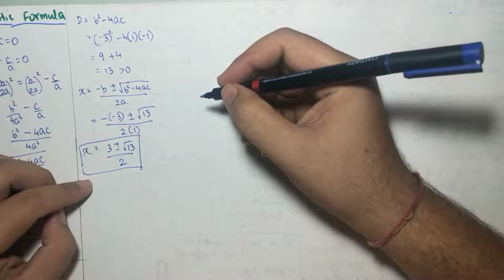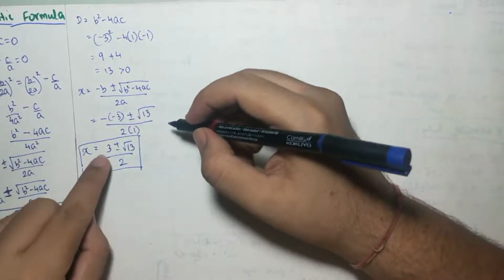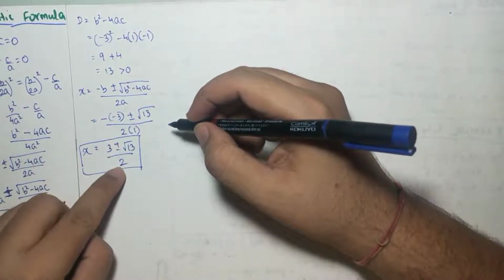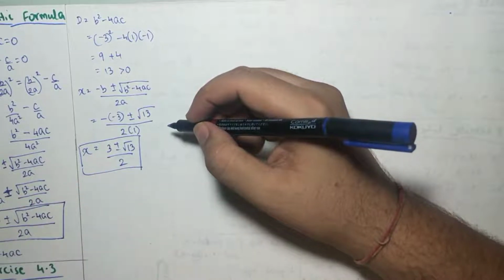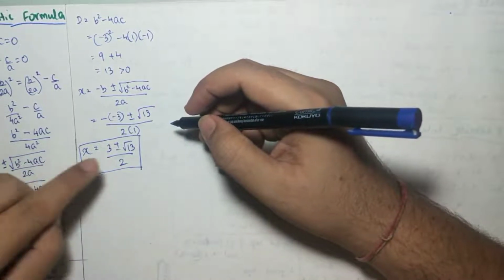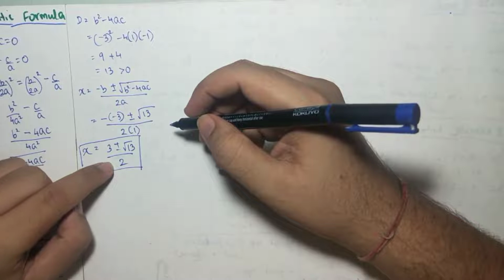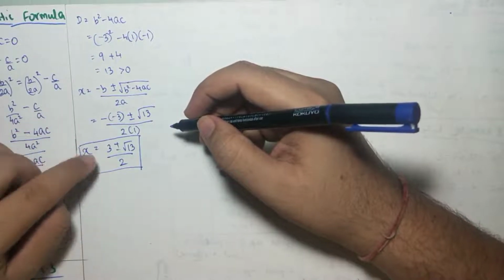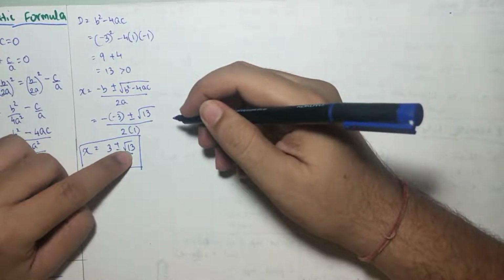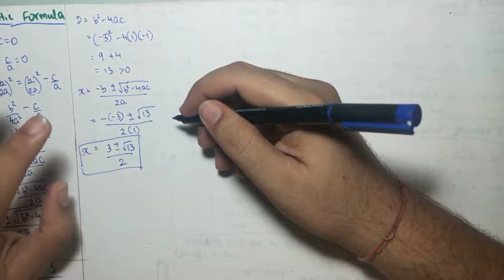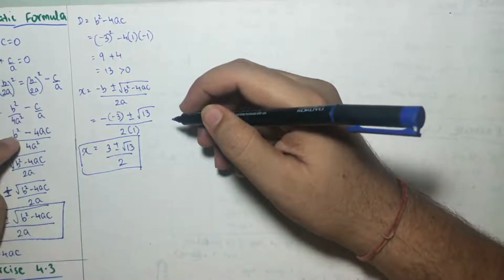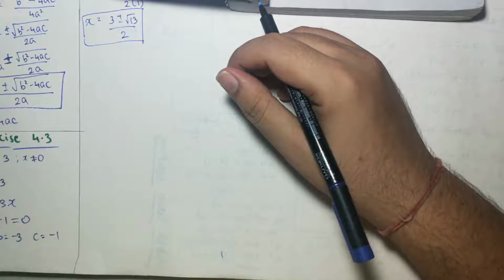These are your two roots of the equation. One is 3 plus root 13 by 2, the other is 3 minus root 13 by 2. You have to simplify only if the root sign is not there. Otherwise you have to keep the answer as it is. So let us proceed to the next sum.